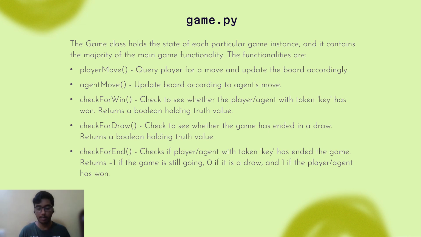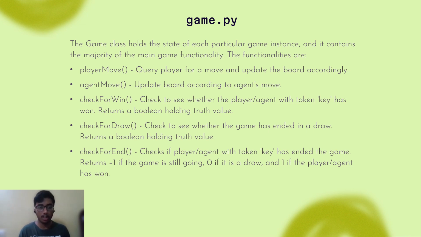We can play this game in two modes: human user versus the agent, or we can automatically teach it using a teacher. So the teacher is optional, and the constructor also initializes the game board. The game board is basically a list of lists, and each element of each list is a string. The first major function is player move. What this does is it queries the player for a move and updates the board according to that.